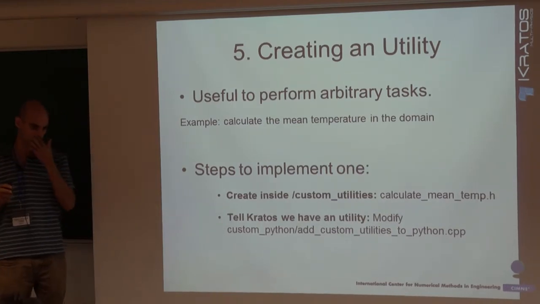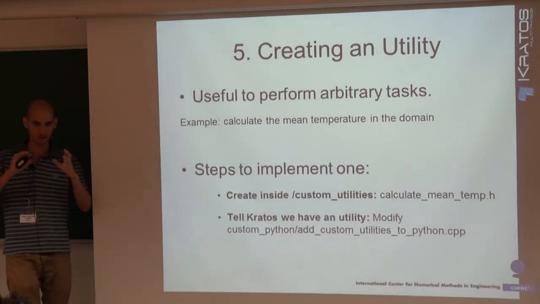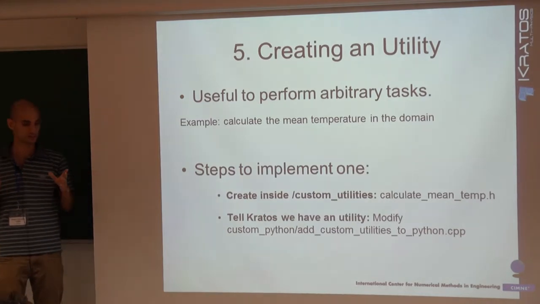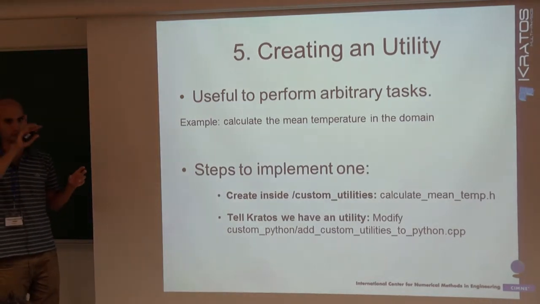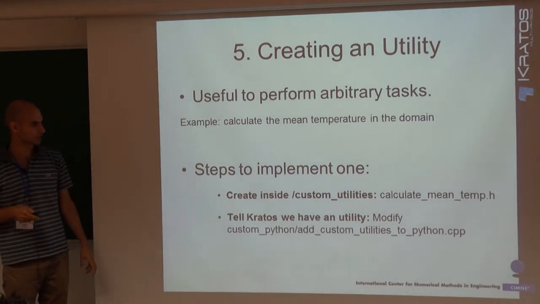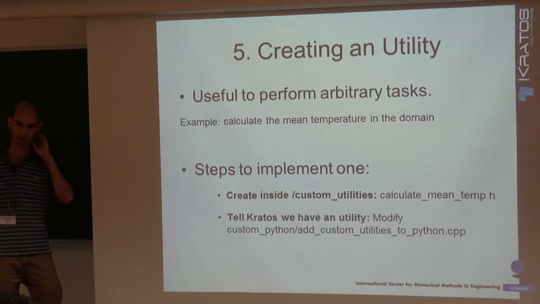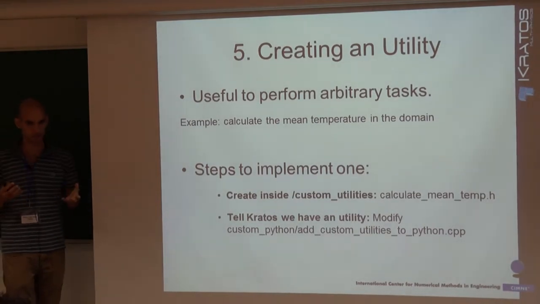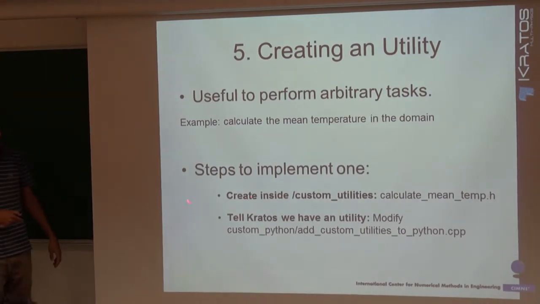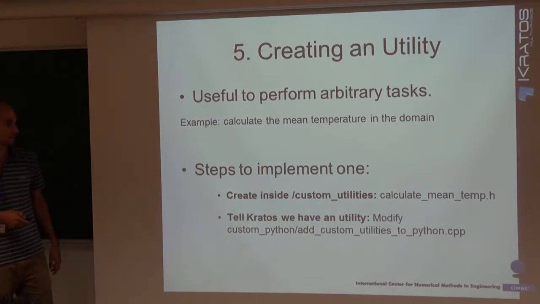For example, let's suppose you have a task that cannot be done by the element. For example, you need information from the whole domain. So actually just focusing on a single element is not enough, because you want to gather information from each element and then do a global computation. So in this case, when you cannot find anything in the core that suits your need, you can create your utility. If you want to create one, it's also quite simple. By just modifying two files, you're going to tell Kratos that you have a utility.